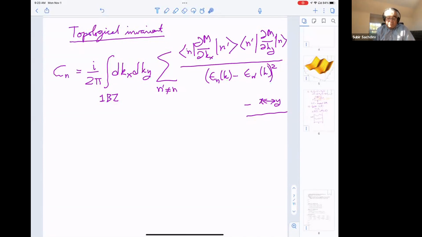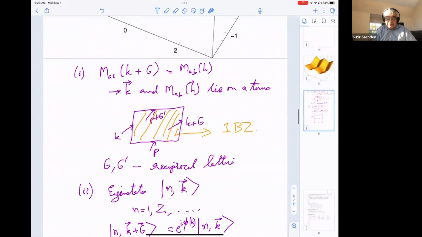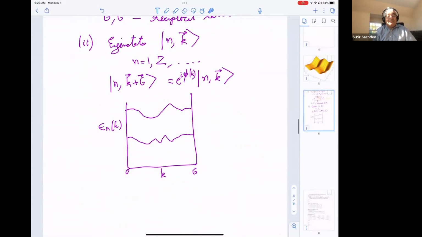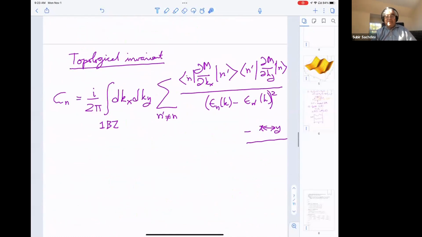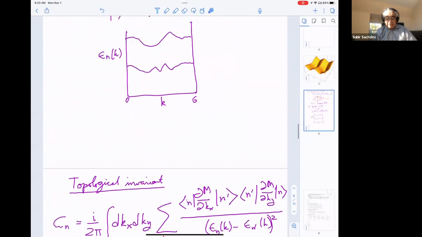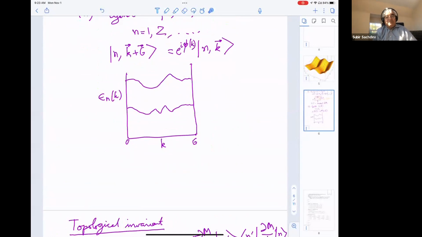But let's just notice a few things that at least raise the possibility that this is an invariant. First of all, let me clarify what I mean by an invariant. So I have some matrix M of k, and M of k has some band structure. Now what I say is I'm allowed to keep changing M of k as I want. I keep changing M of k smoothly. I change all kinds of parameters. These bands will move around, but as long as the band gap doesn't close, as long as the bands stay separate, then this integral will not change its value. So that's why you call it an invariant. It doesn't depend upon the band structure at all, as long as the band gap doesn't close.